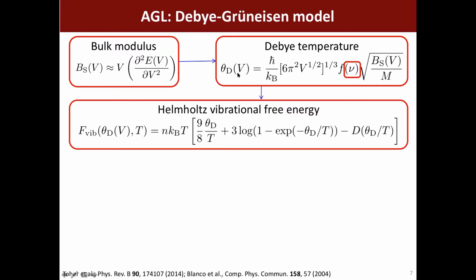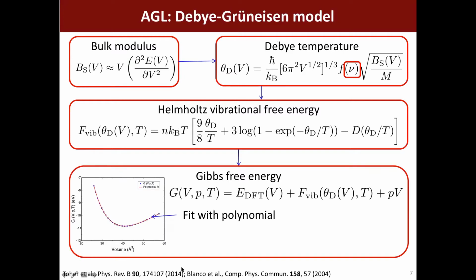So once we have the Debye temperature as a function of volume, then we can start calculating things like the vibrational free energy as a function of volume, where this is the Debye temperature, and this is another function. So it's an integral over basically the cube of the Debye temperature. You can again look inside these papers for more details on the exact form of all these equations. And this is the number of atoms in the cell.